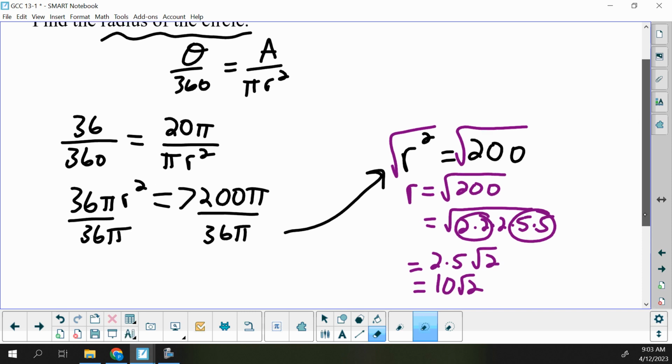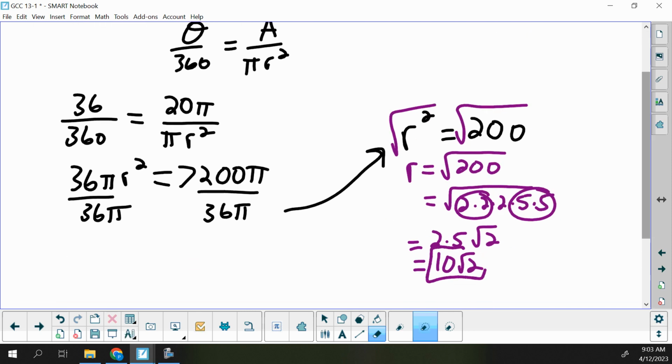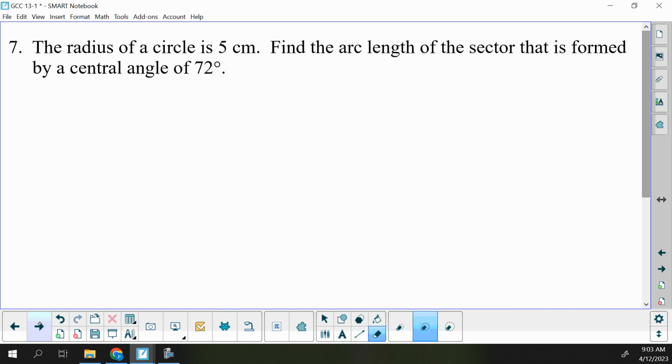A radius is a distance measurement. So our units would be whatever they told us in the question, but they didn't tell us any units, so we can't label it. So we'll just have 10 square root of 2. Moving down to the bottom, read the question, hunt to see if they are talking about arc length or area of the sector.